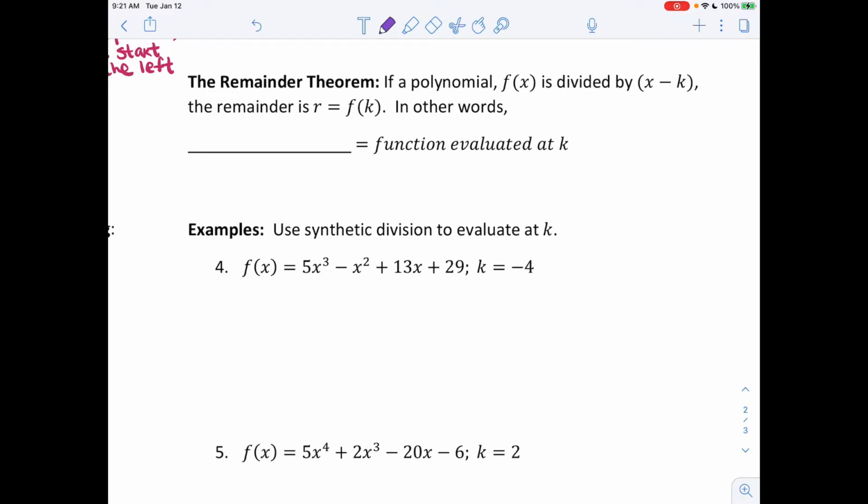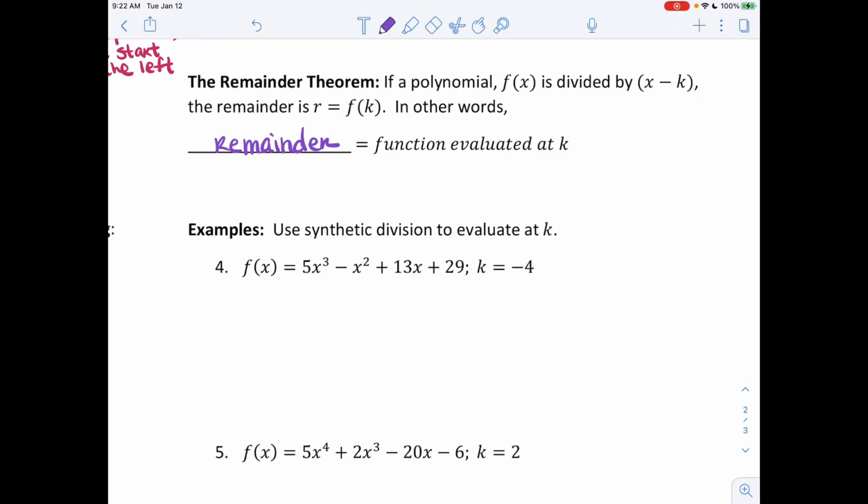So the remainder theorem says that if a polynomial f of x is divided by x minus k, then the remainder r is the function evaluated at k. Now that's a whole bunch of math speak to basically boil down to this. Our remainder, whenever we do our synthetic division, is equal to the function evaluated at that number. So let's take a look here. We're going to use synthetic division to evaluate at the given value of k.